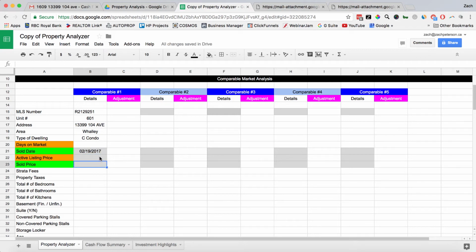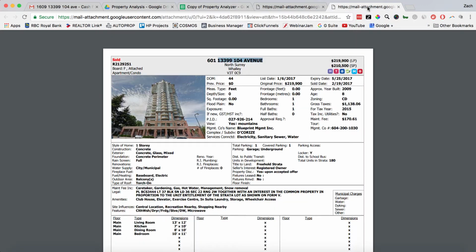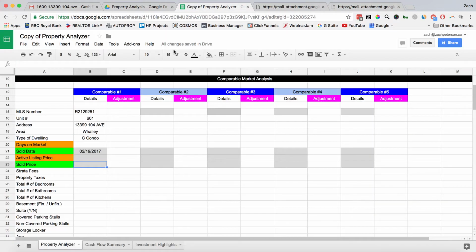And what was the sold price? Active price doesn't really matter if it's already sold. People can ask for whatever they want. It matters what it actually sells for. So the sold price was $210,500.